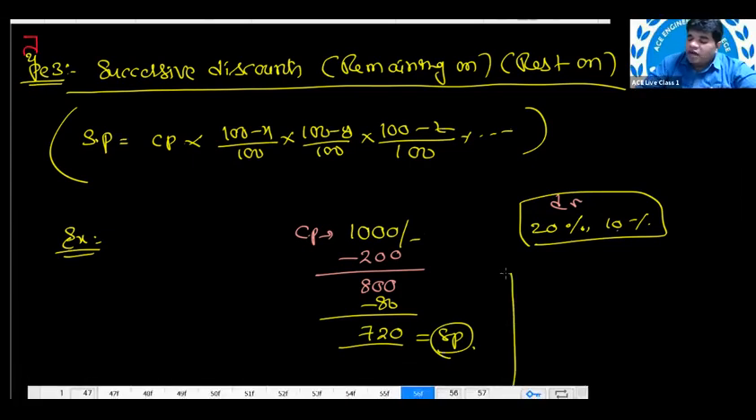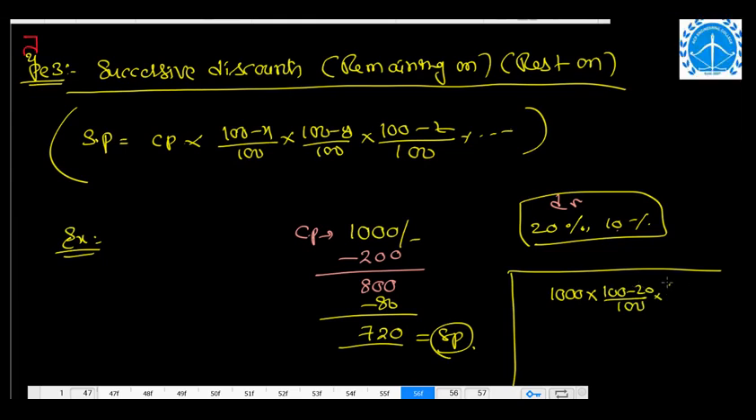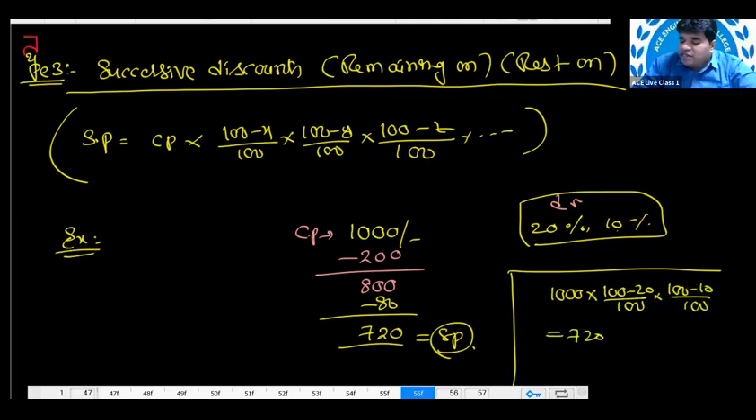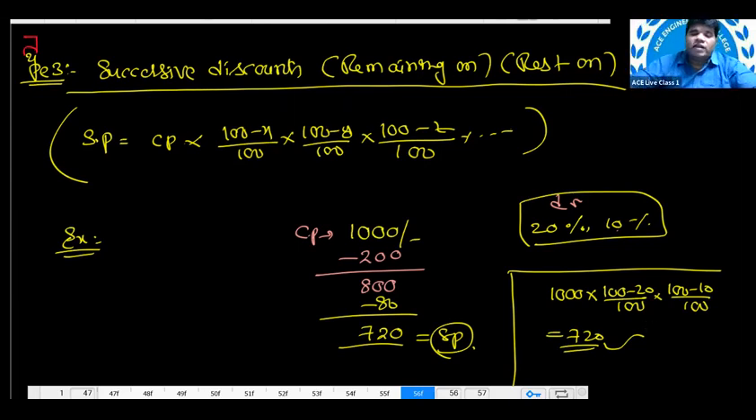As a formula: 1000, first of all a 20% discount is given. 100 minus 20, the remaining value is 80%. Again, this is called the cost price for the next case. Is it right, Krishna sir? Yes, sir. So (100 minus 10) by 100. Simplify, and you get the answer 720. Are you getting the concept, friends? Now tell me.